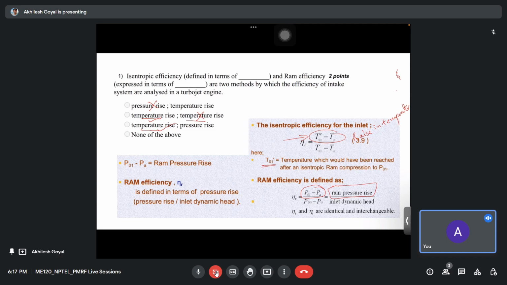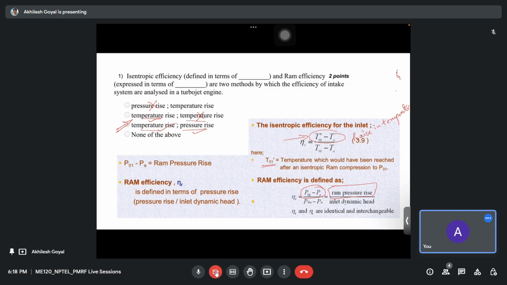And RAM efficiency in terms of pressure rise, right? Okay, so the third option is correct here, as it shows that the isentropic efficiency is defined in terms of temperature rise, and the RAM efficiency is defined in terms of pressure rise. So the answer to the first question is option C, option third. The isentropic efficiency is defined in terms of temperature rise, but the RAM efficiency is defined in terms of pressure rise.